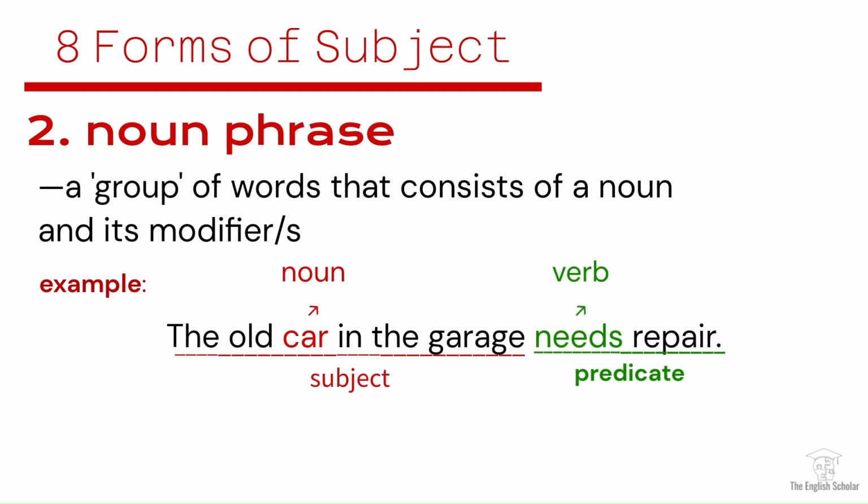In this sentence, the old car in the garage is a noun phrase and functions as the subject. It includes the noun car along with its modifiers, the definite article the, the adjective that describes it, which is old, and the prepositional phrase which tells where the car is located, in the garage.